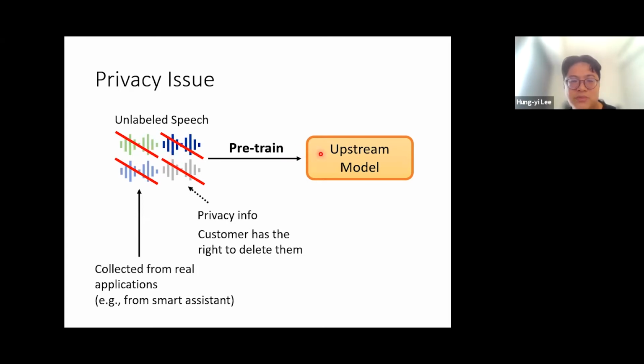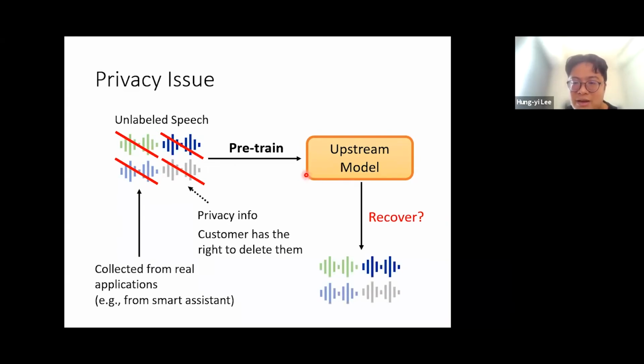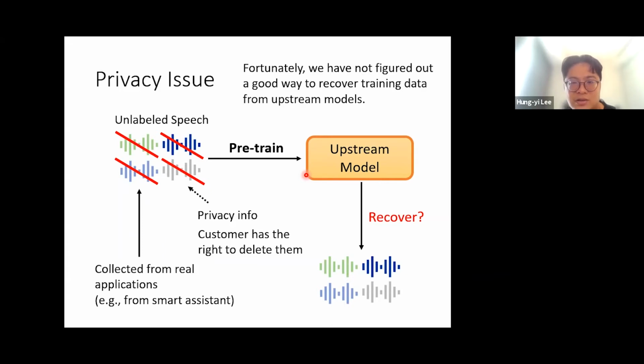However, if this upstream model is publicly available, if it is a utility, and this public upstream model is trained from some private data, even though those data are deleted, even though this data is not publicly available, if the upstream model is publicly available, can someone do reverse engineering to recover those private data? So this is probably something very risky. But fortunately, we have not figured out a good way to recover the training data from the upstream model.